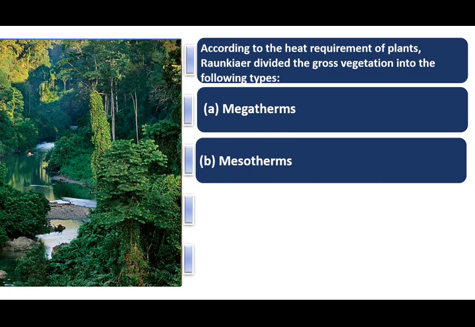The second are mesotherms. These are the plants of habitat which is neither very hot nor very cold. These plants cannot withstand extremely high or extremely low temperatures, and they are found in tropical and subtropical habitats. So what are the vegetations we see here? The evergreen forests and the dry deciduous forests are examples of these mesotherms.